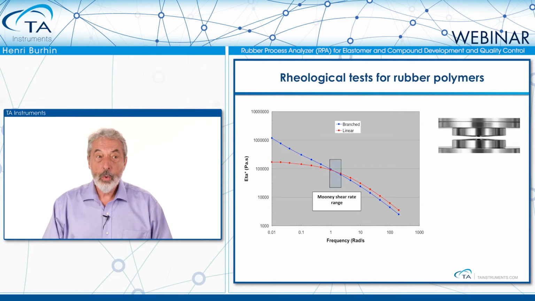Again, there's no chance that these 2 polymers, when mixed, will behave the same in an extruder or in an injection molding machine.